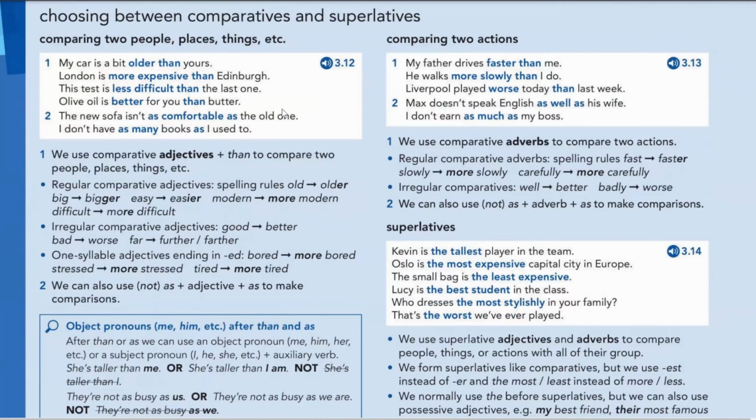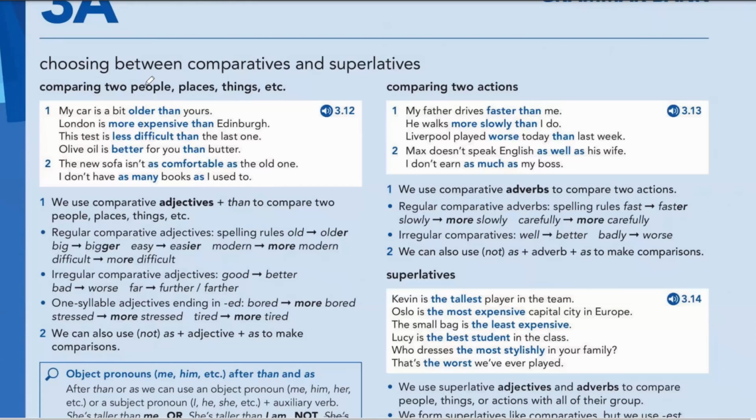The first thing that we're going to work on is comparing two people, places, things, etc. And then here, comparing two actions. That means this part is about adjectives, how to use adjectives with comparative and superlative forms. And because we're talking about actions, this is about adverbs, how to use adverbs in comparative forms. And then we've got superlatives here. We'll come to that. Now, I'm going to start with the first part.